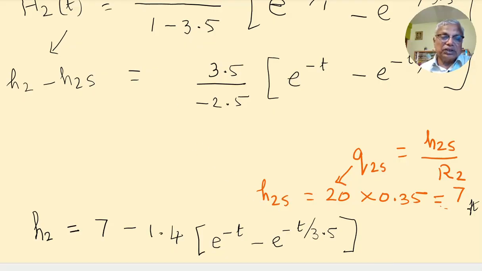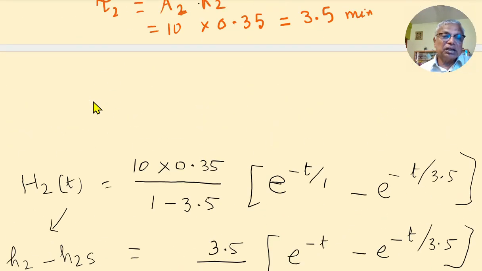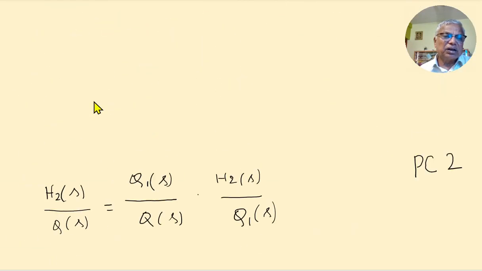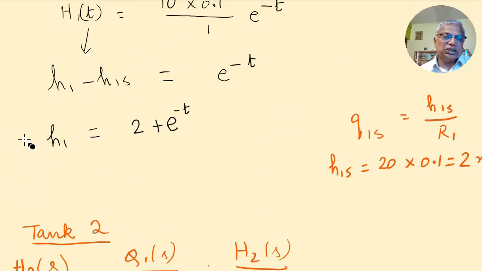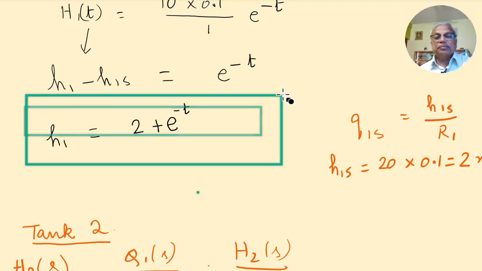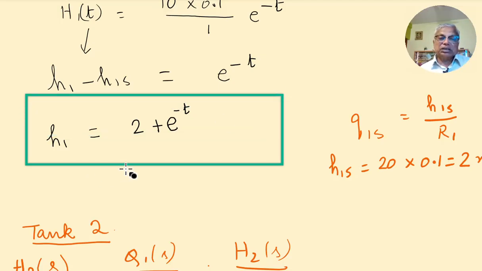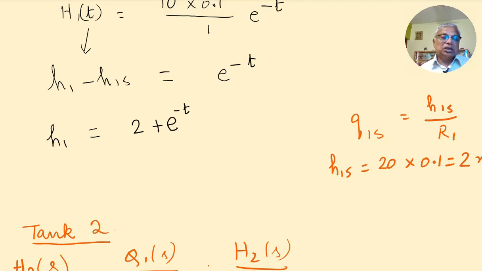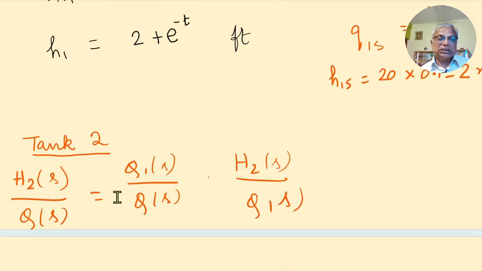So we have found out the response in the level of each tank. H1 we have found out earlier. This is H1, the first tank. This is all in feet. If we calculate, you have to substitute t in minutes. So in this equation, t should be in minutes and h1 will be in feet.